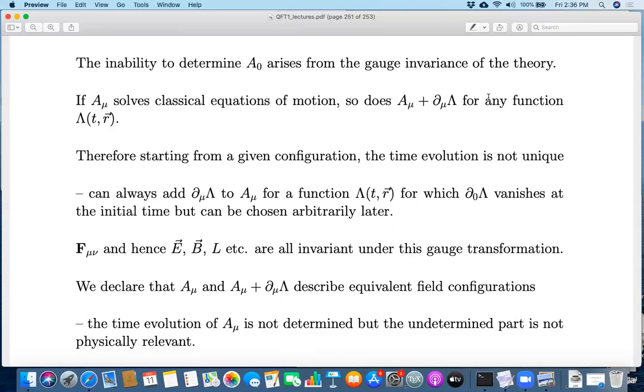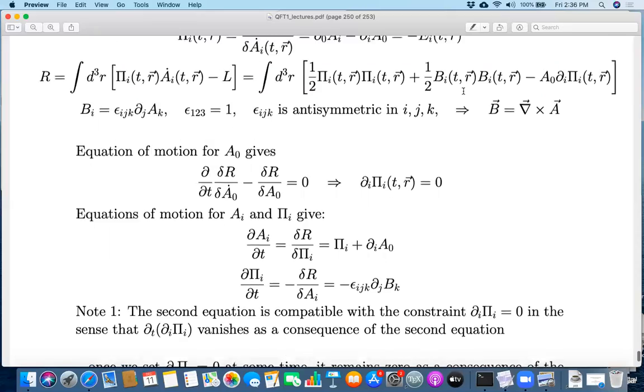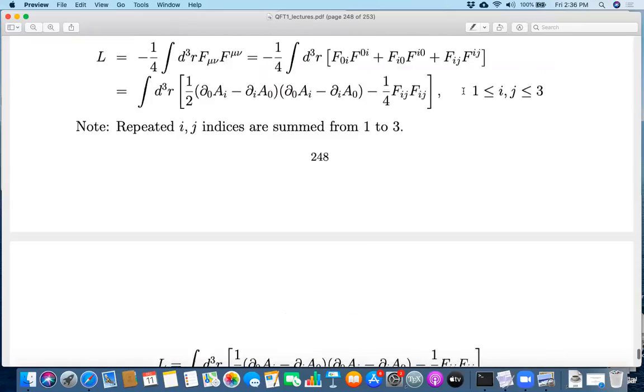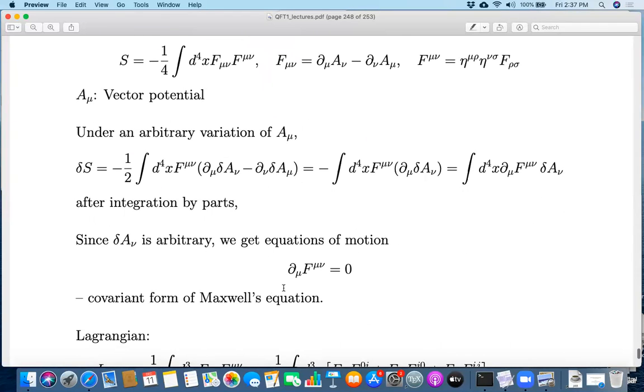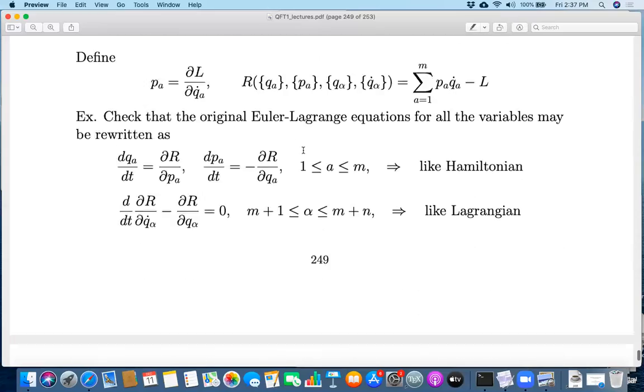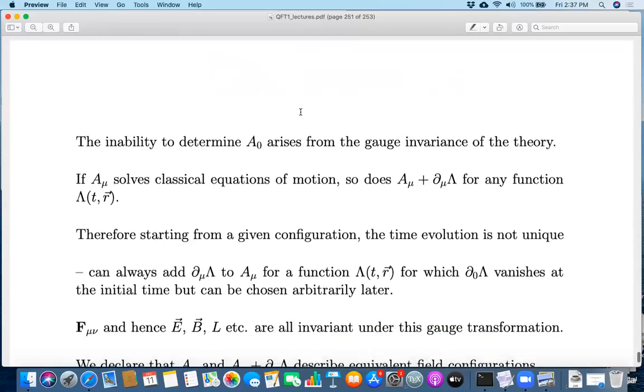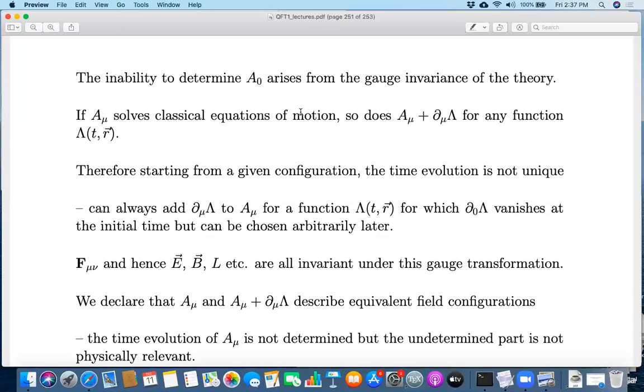And if F_mu nu doesn't depend on lambda, then that basically says that the equations of motion, which were written in terms of F_mu nu, whichever lambda you choose, the new configuration is going to continue to satisfy the equations of motion, because F_mu nu doesn't change, independent of what lambda you choose. And it is because of this that even if you start from a given configuration, the time evolution is not unique. Because given any solution, you can always add del_mu lambda to A_mu.